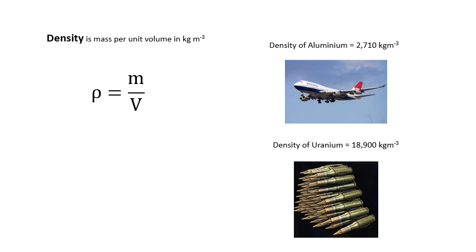Aeroplanes are made of aluminium, because if you make an aeroplane out of aluminium, its mass will be relatively small and it can get in the air. These are shells made of depleted uranium. Why do we make shells, like tank shells, out of depleted uranium? Because they're very heavy, and when they smack into things, they do a lot of damage. So density is mass per unit volume.